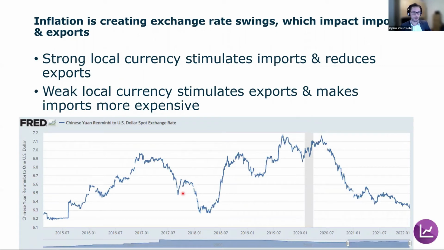Inflation can also drastically impact demand and competition in markets. What we know from basic economic laws is that if there's high inflation, that will lead to a weakening of your currency. If you have a weaker currency, then you will stimulate exports and make imports more expensive. And vice versa, if you have a strong currency, then you will attract a lot more imports and reduce the interest for exports.